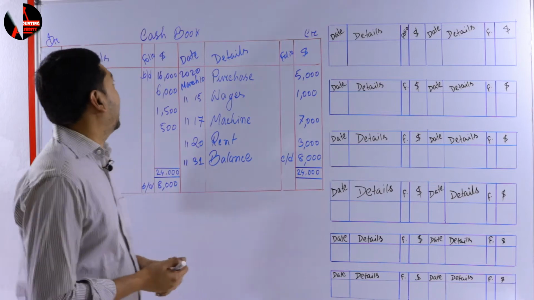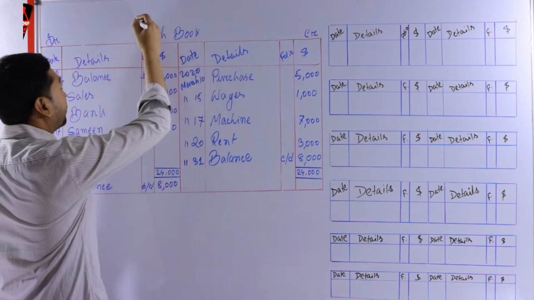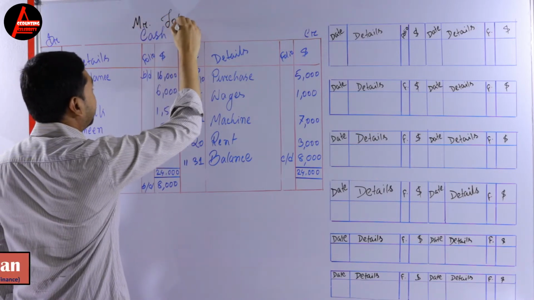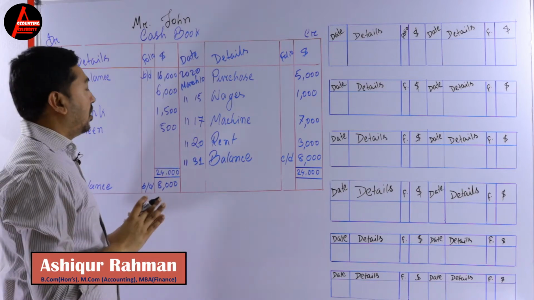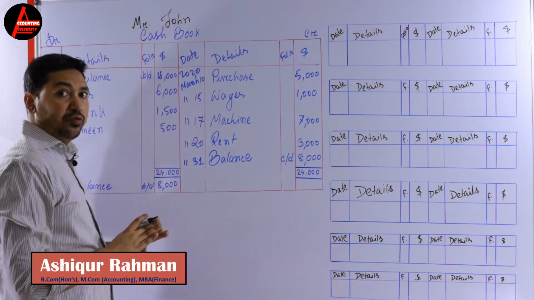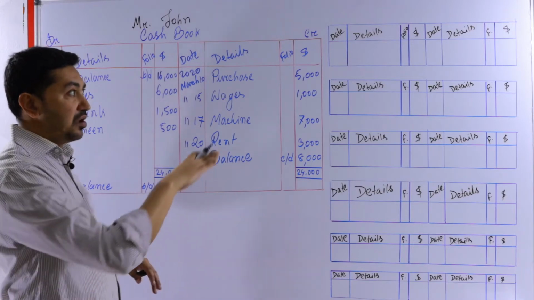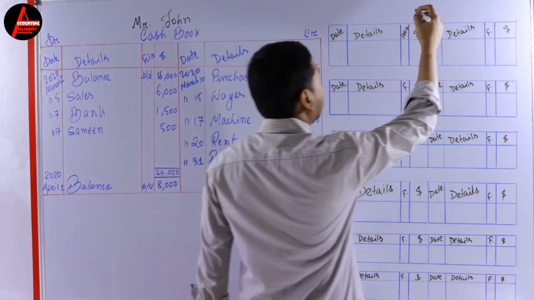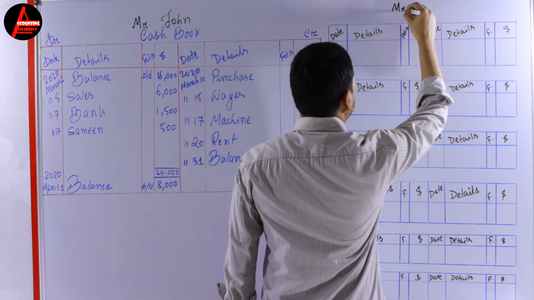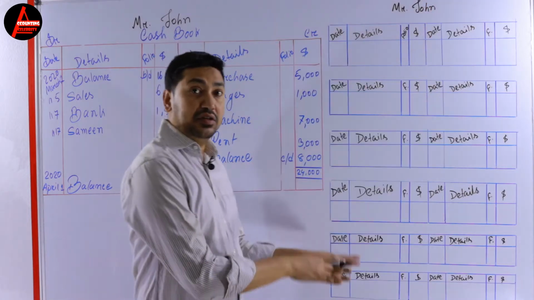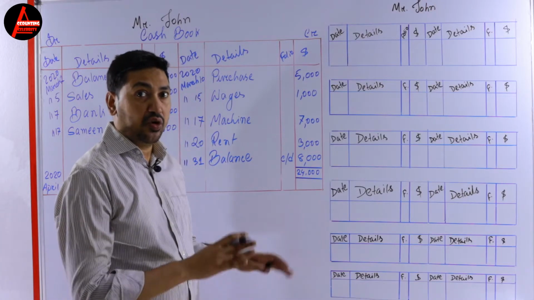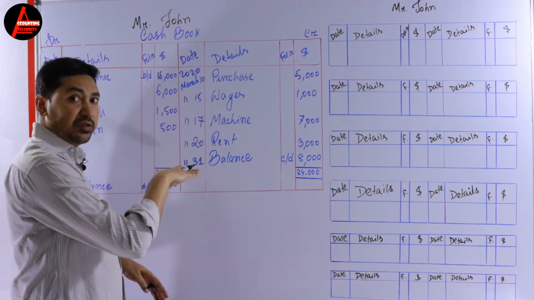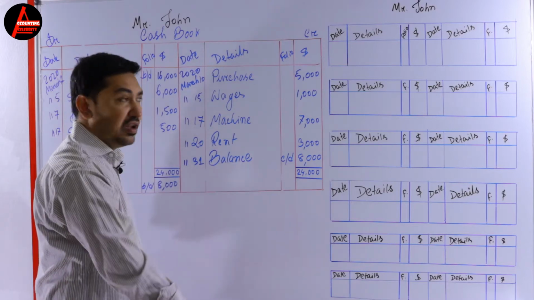Okay, so for example, this is the cash book of Mr. John. Now you have to enter all these entries into Mr. John's nominal ledger. So here we will write, these are the books of Mr. John. So we are going to make entries from this cash book to these nominal ledgers.